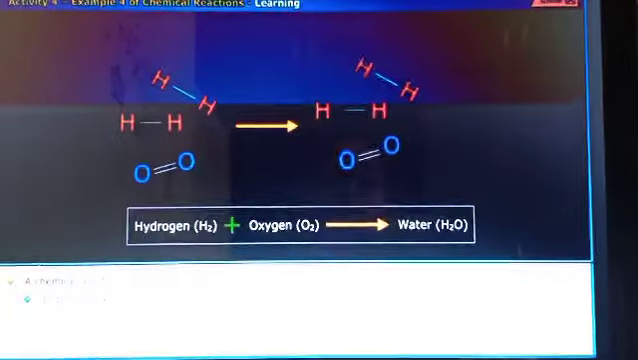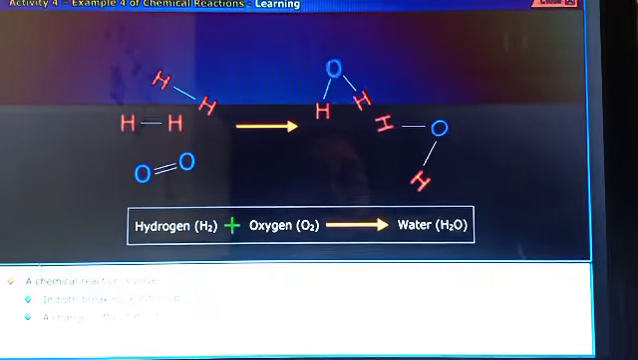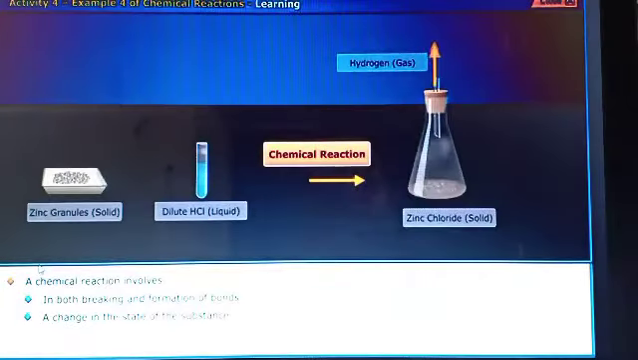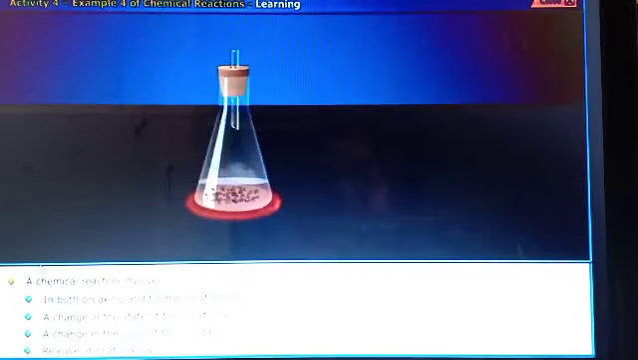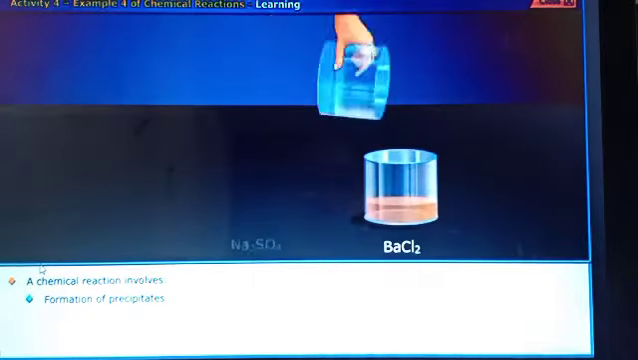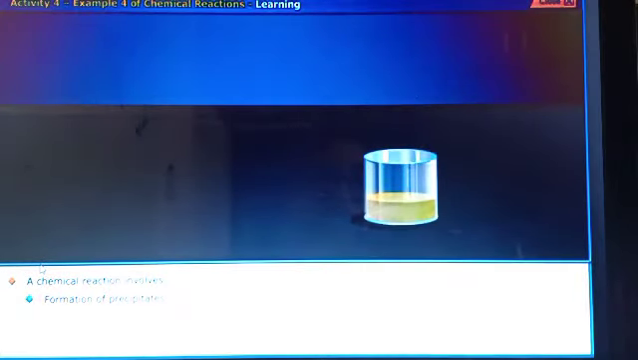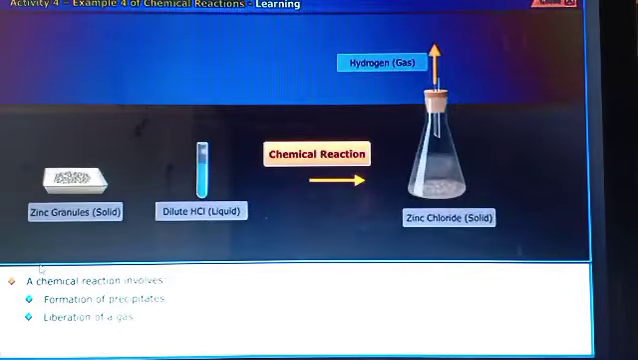What is the learning outcome? A chemical reaction involves both the breaking and formation of bonds. A change in the state of the substance occurs. A change in the color of the substance occurs. And during this process, the release of energy occurs. Here, the formation of a precipitate occurs.